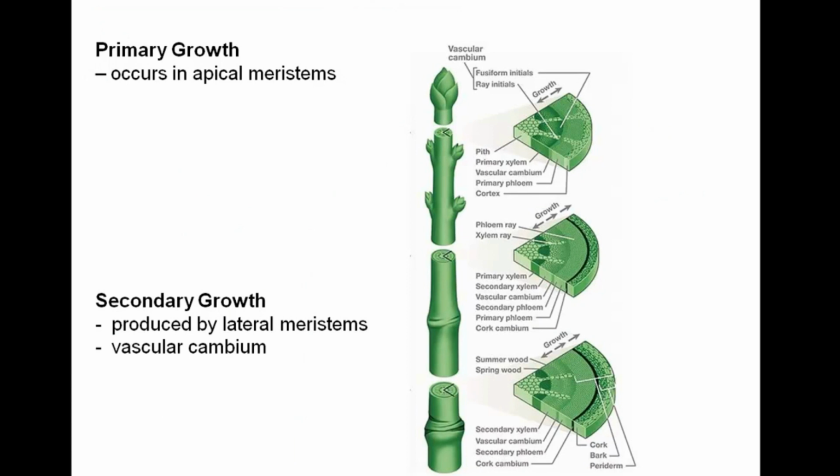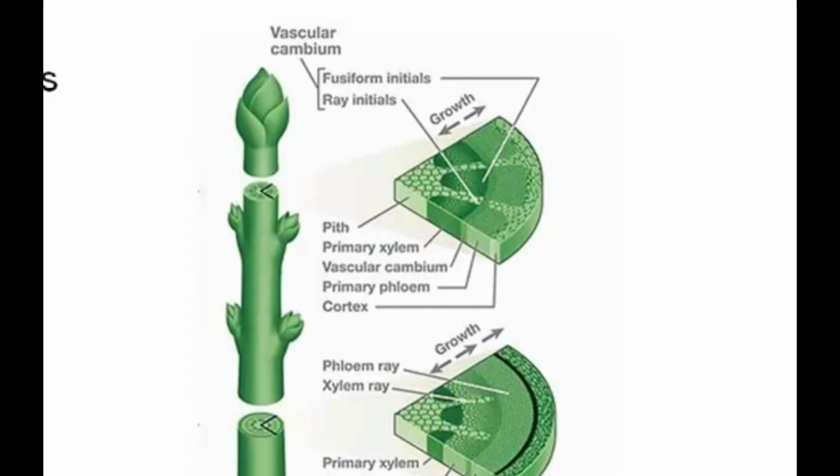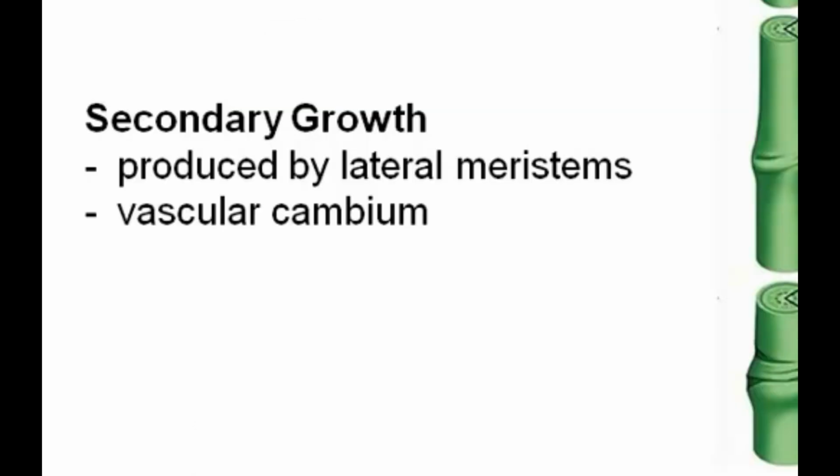There are 2 types of growth that take place in dicots. Primary growth occurs in the tips of the plant body where apical meristems are located, here in the terminal bud. So the terminal bud would be a site where one would find an apical meristem. Primary growth gives rise to cells which cause the plant to lengthen up as the shoot grows taller and down as the roots grow deeper.